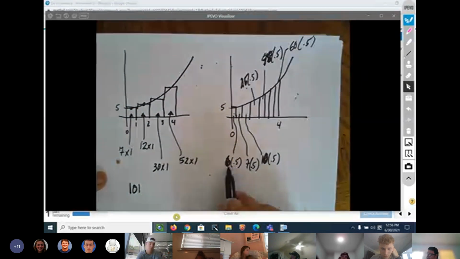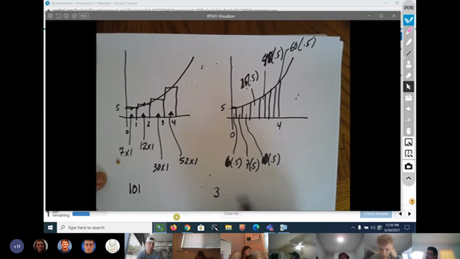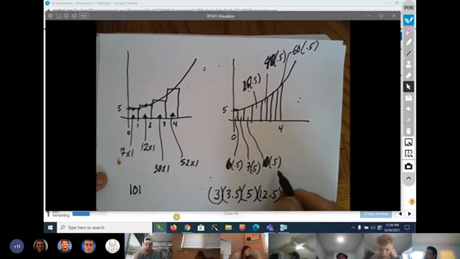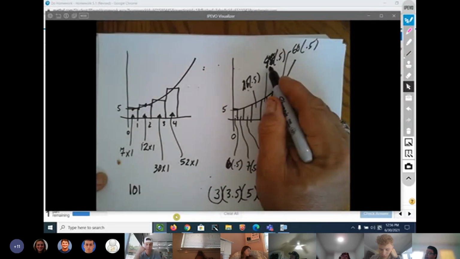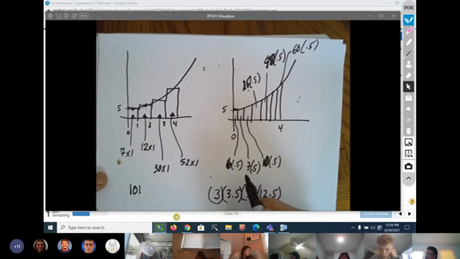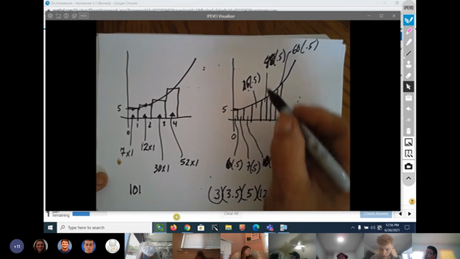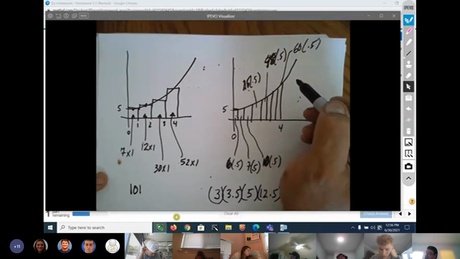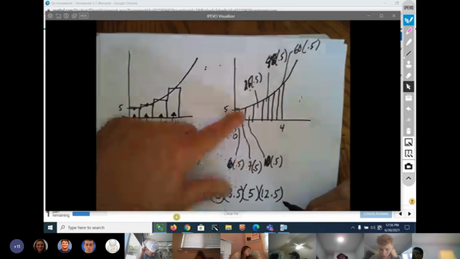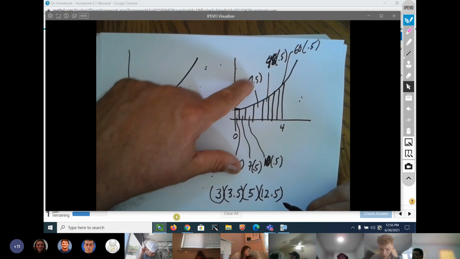Okay, this one. All right, half of 6 is 3. Half of 7 is 3.5. Half of 10 is 5. Half of 25 is 12.5. Half of 48, I still think I've got something missing. Let's see, 1, 2, 3, 4, 5, 6. I still think I've got some missing. 12 times point, let's see, it's 12. 48 is 24.